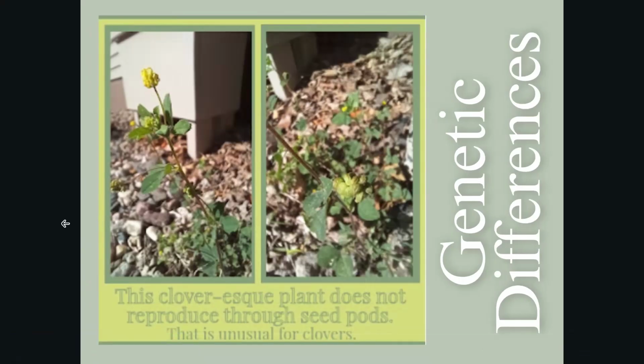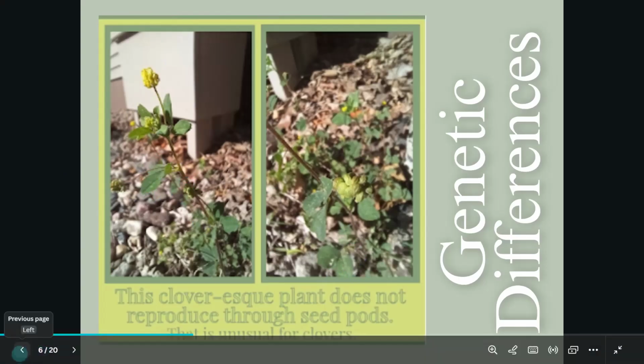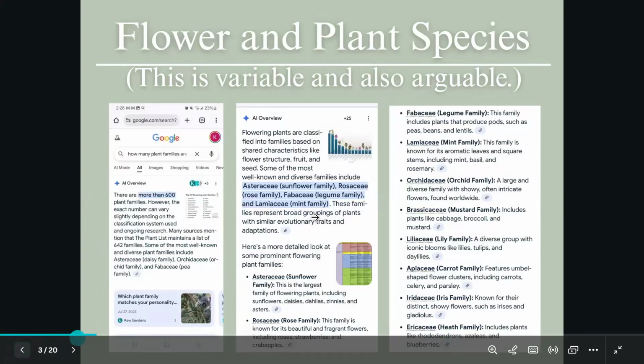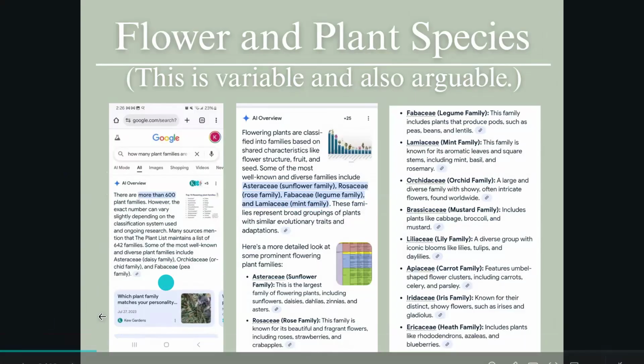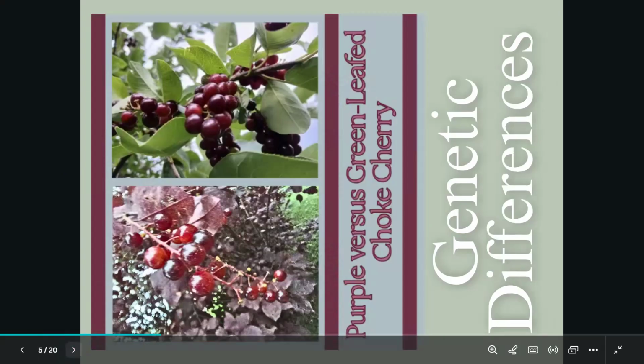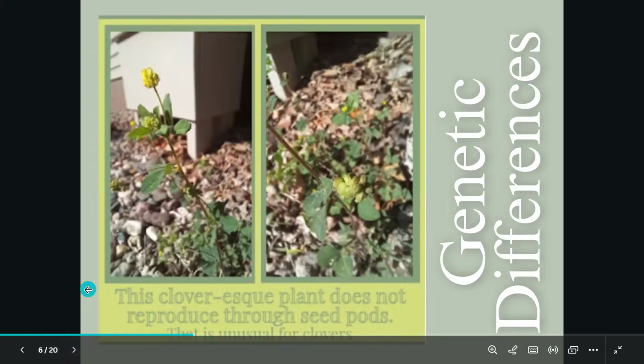So, this is another example of a genetic difference. I believe this is a lesser trefoil, and it's got leaves that look comparable to what a clover might have. And so earlier in the summer, when I first started working with this plant, I was presuming it was a clover, and clovers are legumes. They are from the Fabaceae legume family, and it has been argued that they are nitrogen fixing.